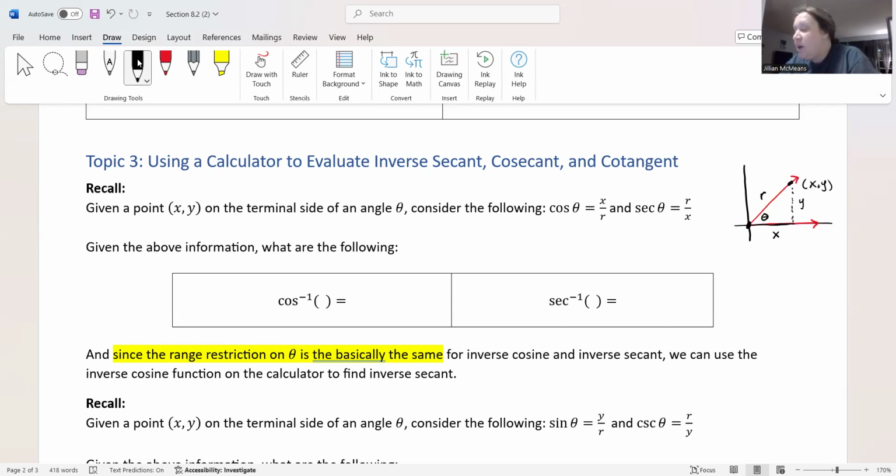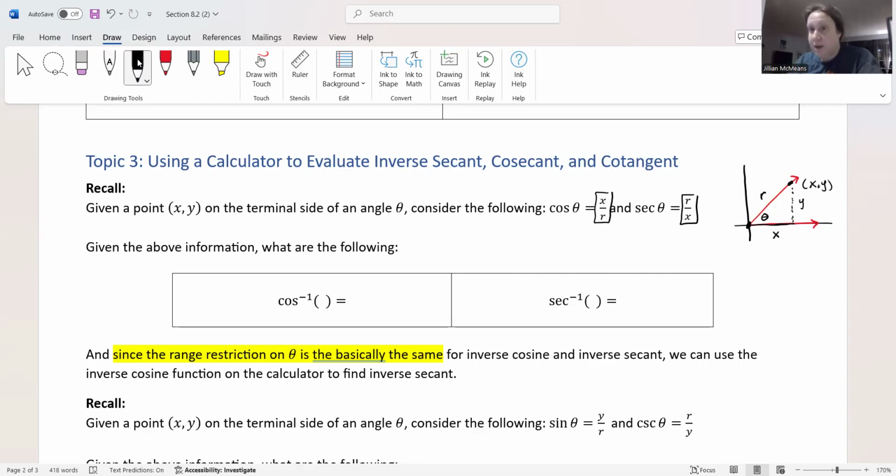Okay, and we know that there's a relationship between theta and cosine. For example, cosine of theta relates the side adjacent to the angle theta and the hypotenuse. So that's where we get this ratio x over r. And then we also know that secant is the reciprocal of cosine. So secant of theta is just going to be the reciprocal of that ratio, or r over x.